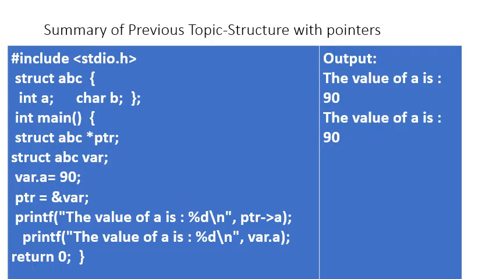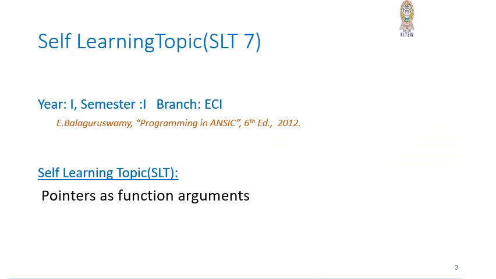Hello students, in the previous lecture we discussed structures with pointers, and we saw how to declare a structure, a pointer and a variable. We saw these notations: whenever we are using pointers we use the dereferencing arrow symbol to access the elements of a structure, and if we are using a structure variable then we have to use the dot operator to access the elements of a structure.